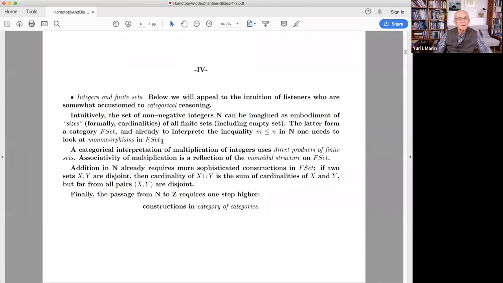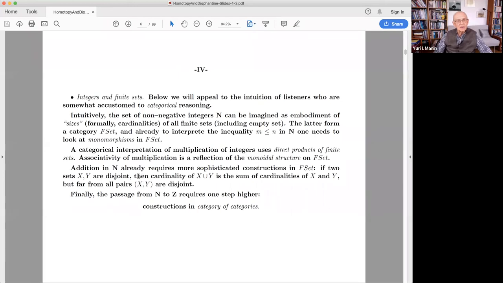One needs to look at what are in this category monomorphisms. Slightly more constructions are needed in order to multiply integers. In the categorical interpretation, you're considering pairs, that is, direct products of finite sets. Associativity is a reflection of what is called the monoidal structure of this category. And addition in N is already a much more sophisticated construction.